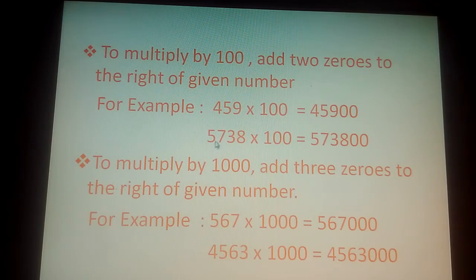Let us take one more example. 5738 multiplied by 100. Again answer will be 573800. We are simply adding 2 zeros from the right side of the number.